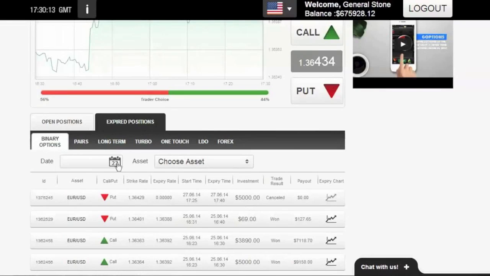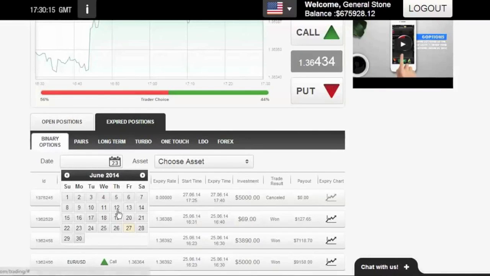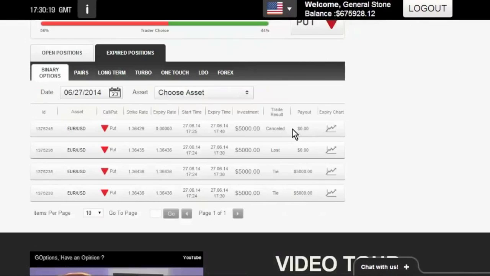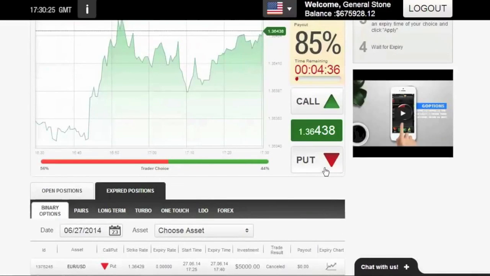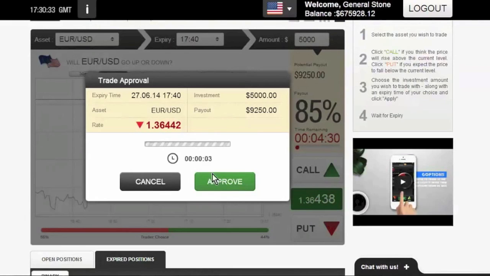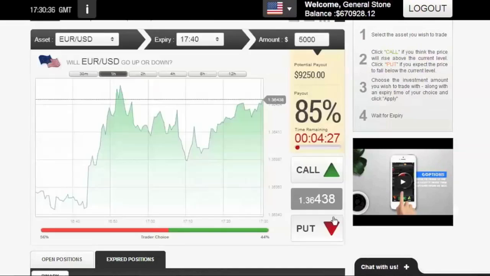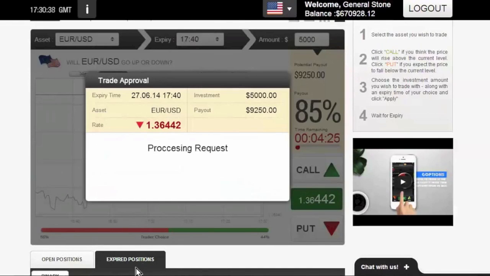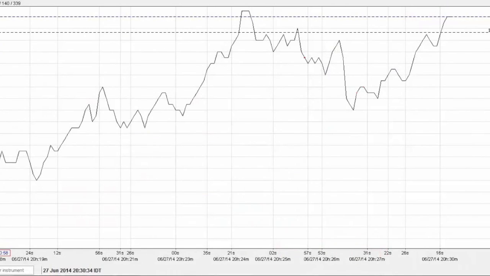just waiting for it to refresh itself there. See, today's the 27th. Cancelled, lost, and a tie. So tie and a loss. So I actually ended up losing 5k on that first trade there, as the price spiked up in the last moments. But that's not going to put me off my rhythm. I'm taking more trades. 442 I'm now available to take.